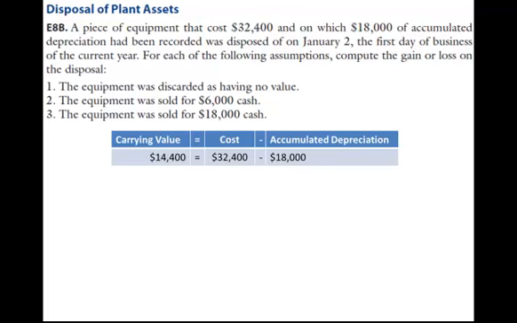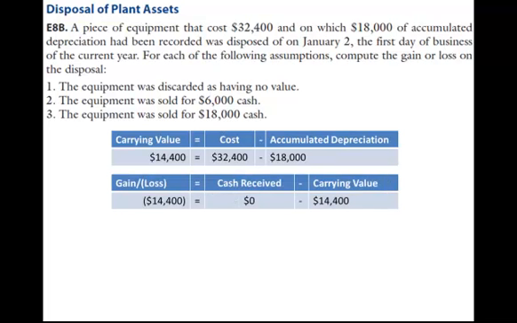In the first scenario, we're looking at the equipment was discarded as having no value. That means we did not receive any cash. So to calculate a gain or a loss, we take the amount of cash received for the asset minus the carrying value. In the first scenario, we received zero cash, and since it still had a value of $14,400, we're going to have to record a loss of $14,400 as we did not receive anything in place of the equipment and it still had a value on our accounting books.